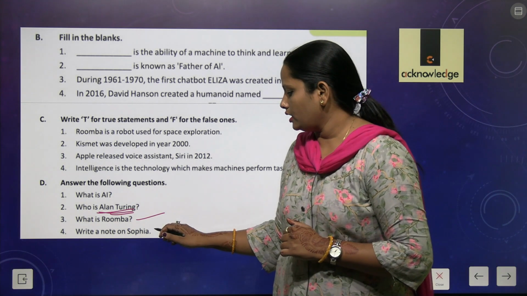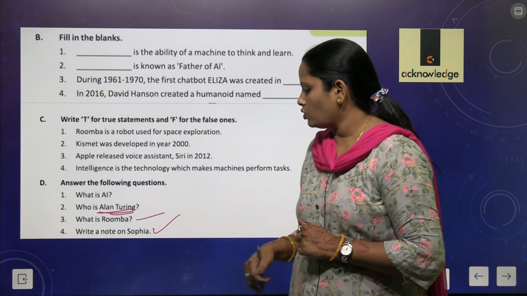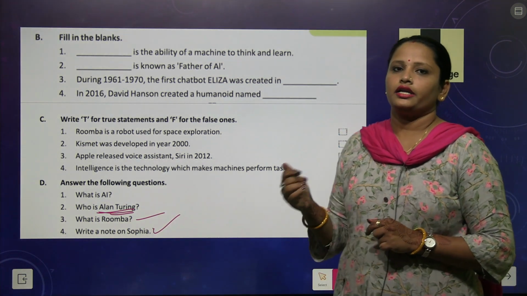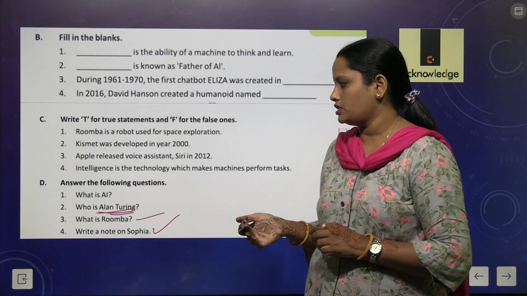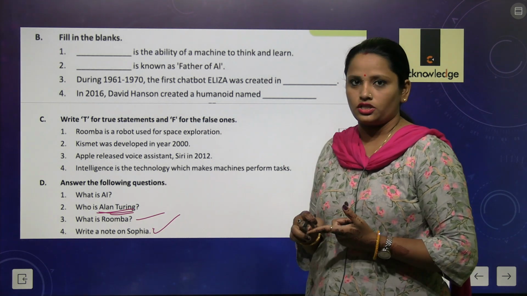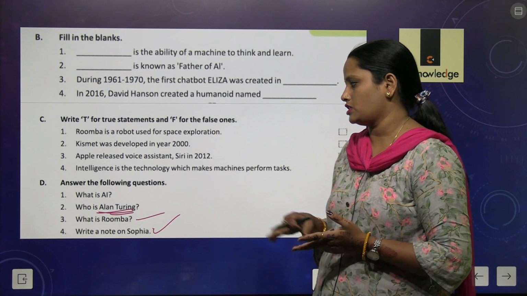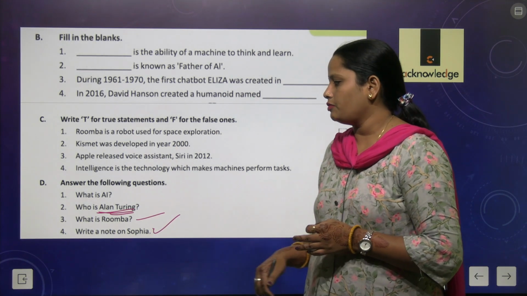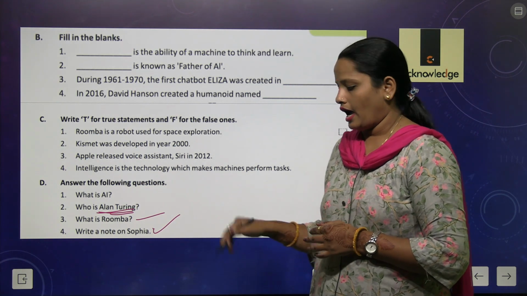Okay, write a note on Sophia. So Sophia is a humanoid, and it can copy human emotions and gestures, their facial expressions can be copied by Sophia, and it was developed by David Hanson.